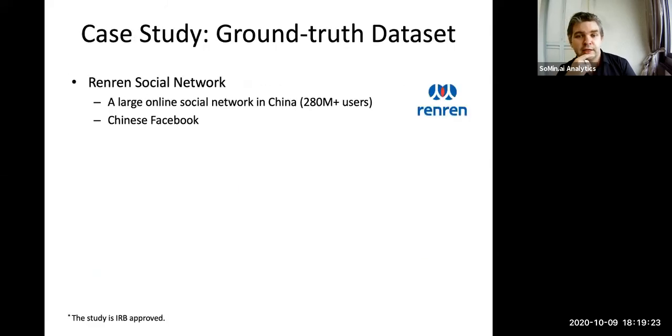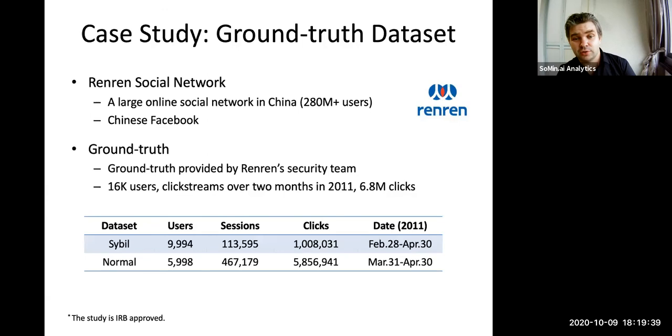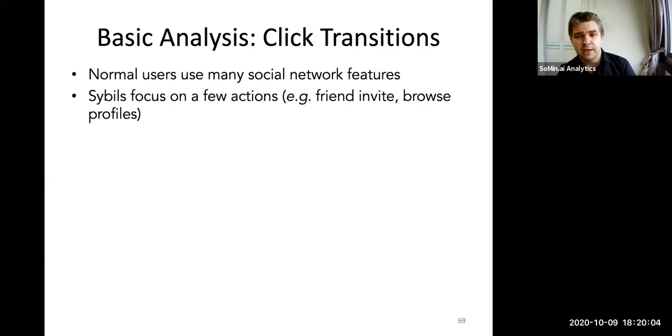And there are some case studies, for example, Renren. Sorry, Renren is a Chinese social network like Facebook. And it has provided the database for Sybil detection. And you can see that it was 16,000 users and clickstreams over 2011, more than 6.8 million clicks. And this ground truth was provided by the Renren security team. So working on this data set, some research can be done.